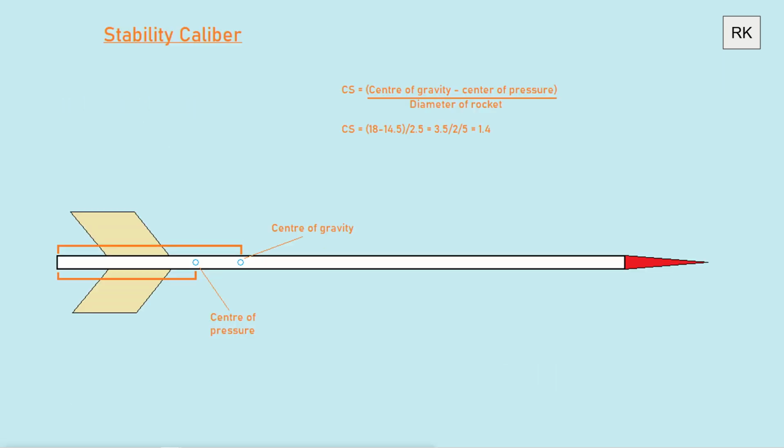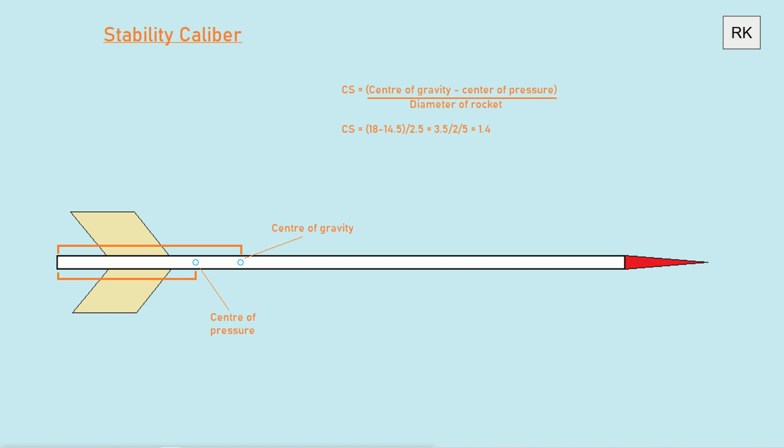To calculate the stability caliber of our rocket, we use 3 pieces of information: the center of gravity, the center of pressure, and the maximum diameter of the rocket. While center of gravity and maximum diameter refer to concepts most of us understand, center of pressure is a little less common metric. The center of pressure is the point about which the forces of air pressure act on the rocket as it passes through a fluid, or in our case, air.